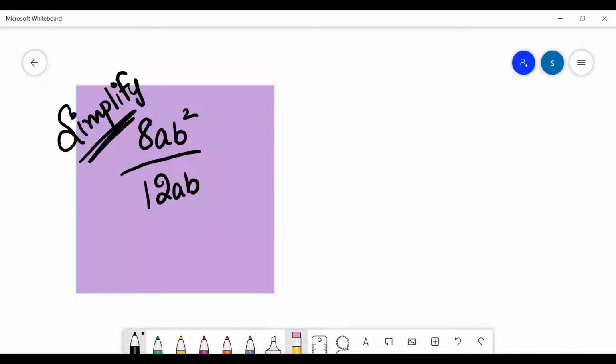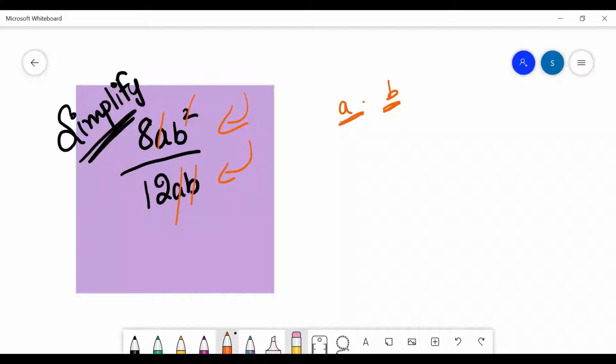Okay, let's take this question. 8ab square by 12ab. So this is a pretty straightforward question because you have only one term in the numerator and one term in the denominator. So what are the common terms here, guys? You have a in both numerator and denominator as well as b. So just cancel those terms.